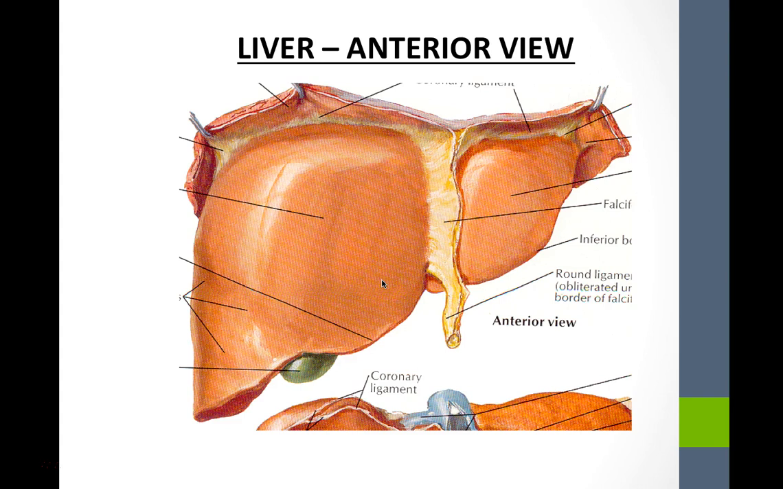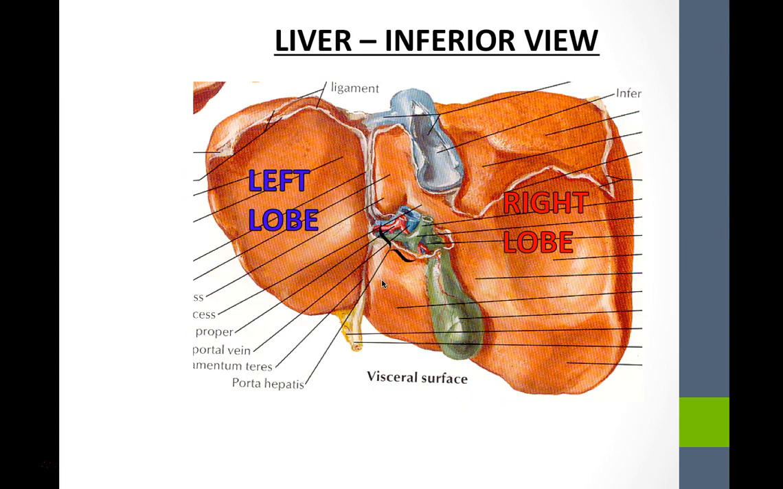Now let's move into some of our accessory organs of our digestive system, starting with the liver. So this is an anterior view, and we have 4 lobes of our liver. So the right lobe being the largest. So here's our right lobe, this would be our left lobe, and to see the other lobes, we would have to look at an inferior view of the liver. So this is an inferior view.